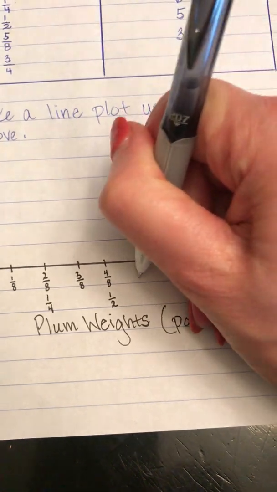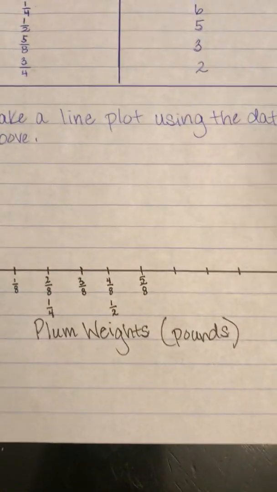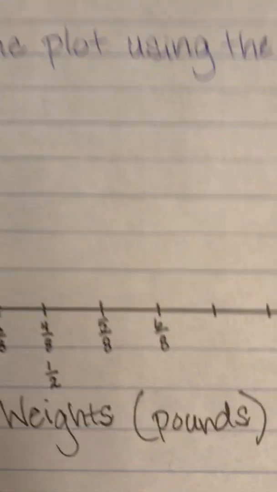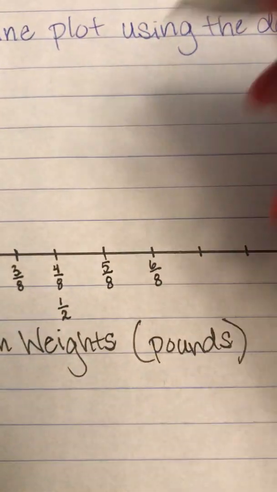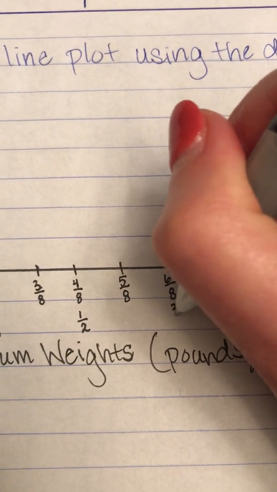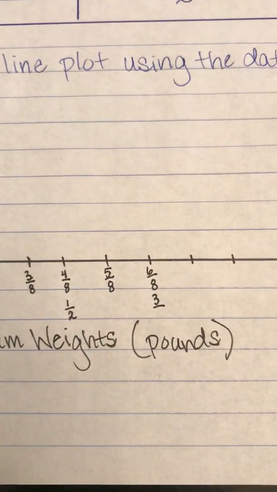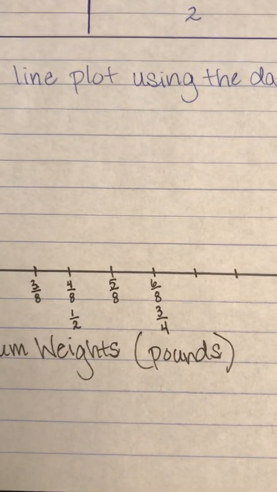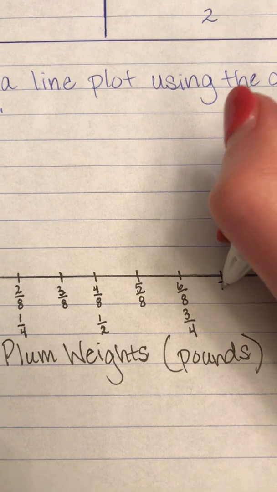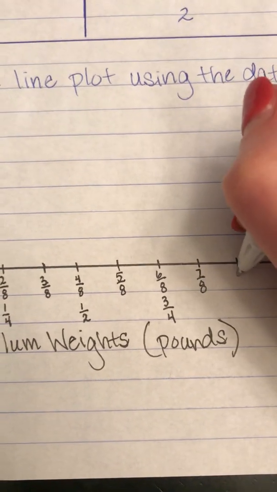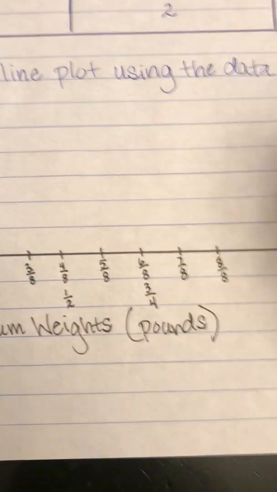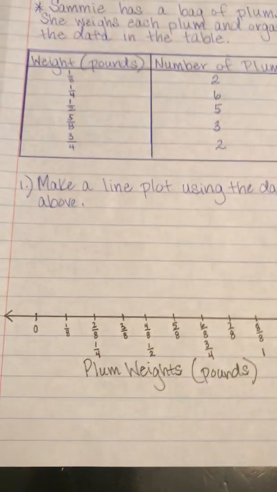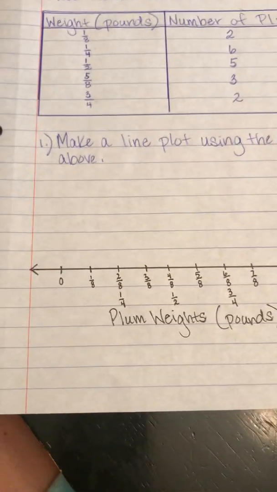5/8 is next, and 5/8 does not simplify or anything. 6/8 actually does simplify. If you divide top and bottom by 2, you would get 6 divided by 2 on top, which is 3, and you would get 8 divided by 2 on bottom, which is 4. So 6/8 is the same as 3/4. You see that? 7/8, and then 8/8. And let's think about what is 8/8. That's 1 whole, right?